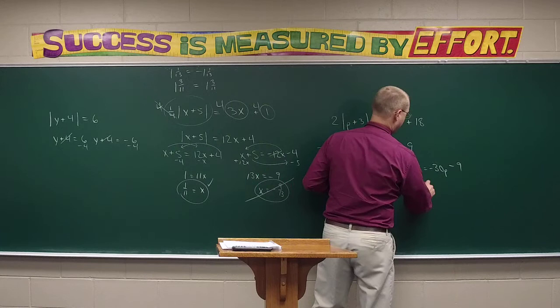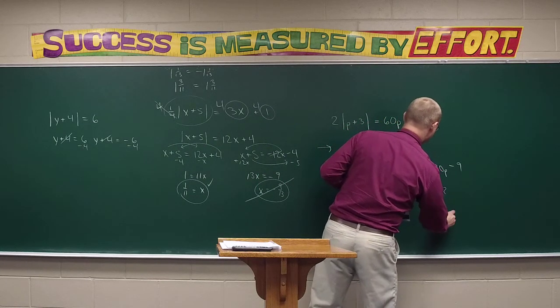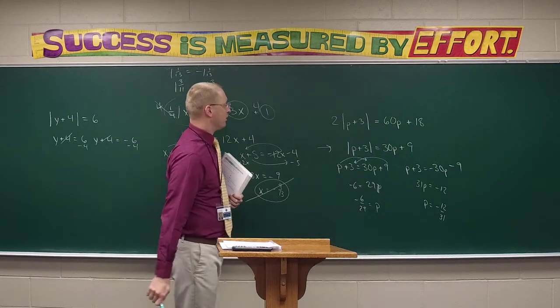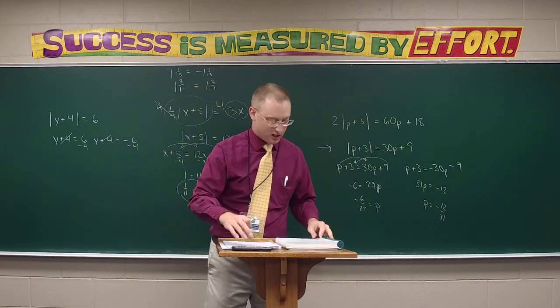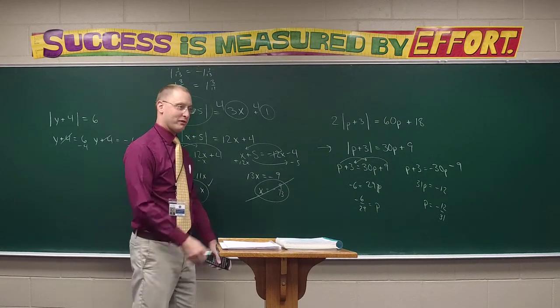And add it to get a 31p. Subtract to get a negative 12. Get p is equal to negative 12/31. Those are awful. Who writes these things? All right. I don't know. Which ugly answer do you want to check first, Maddie?